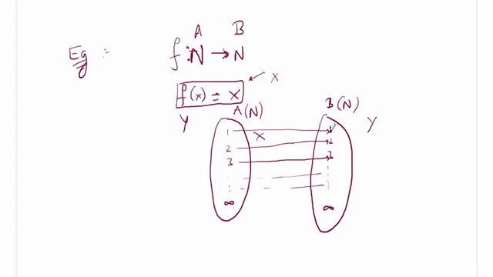This means you can clearly see that in such a function all the elements of set B are covered. That is, it is a surjective function, and also every element of set B has only one and only one element associated in set A. Alright, so this is injective plus surjective. So this is overall a bijective function. Alright guys, make sense?